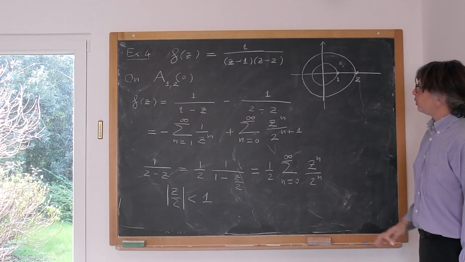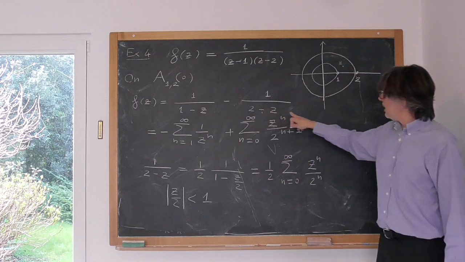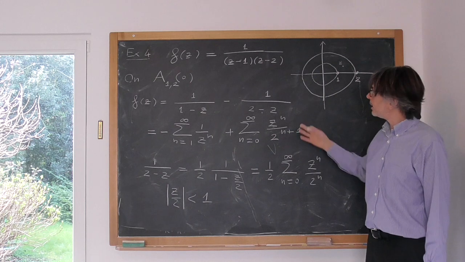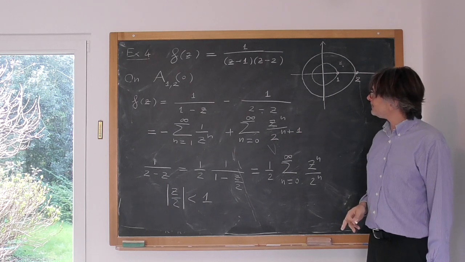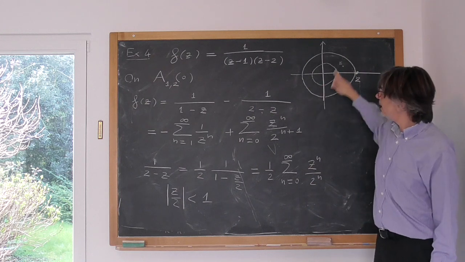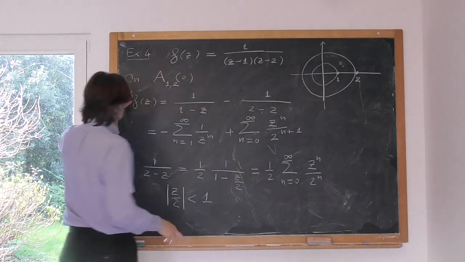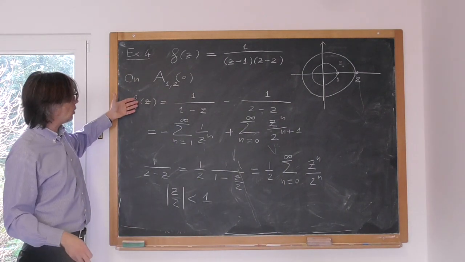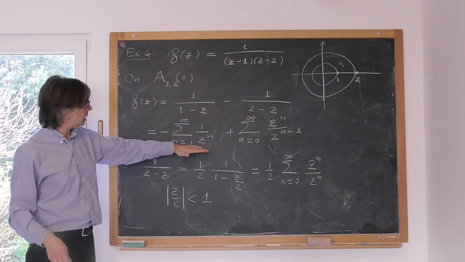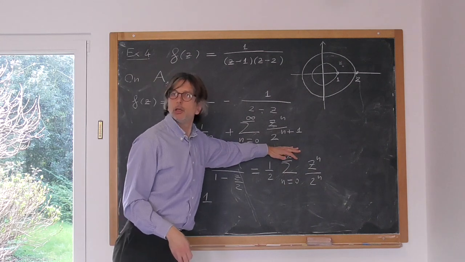Okay, so what do we see here? These are the positive powers of z, so this is the regular part of our Laurent expansion in this annulus, and this is the principal part. So in this case we found a Laurent series expansion in which both the principal part and the regular part are non-trivial.